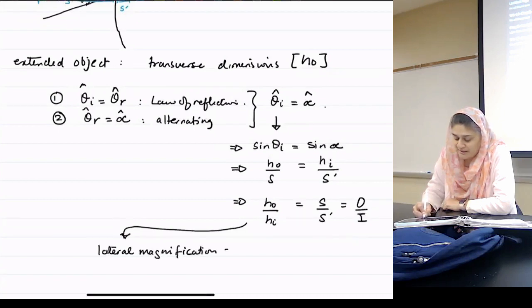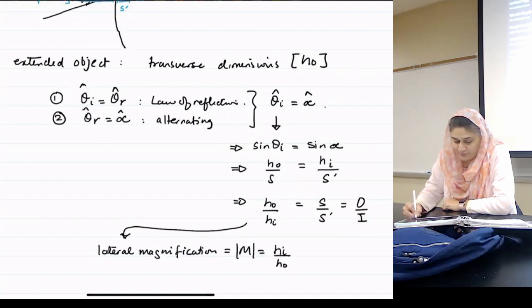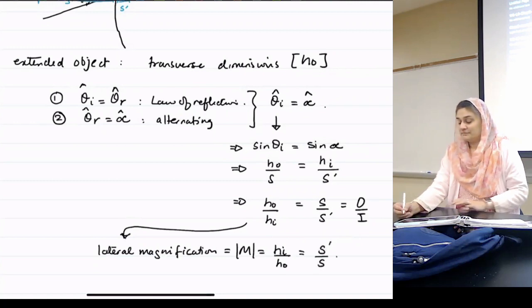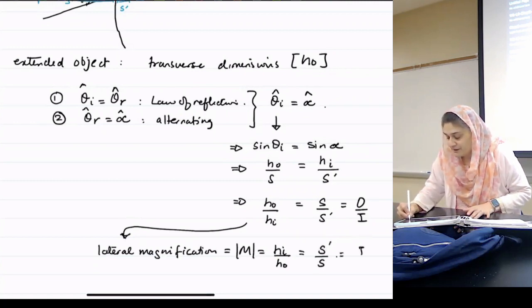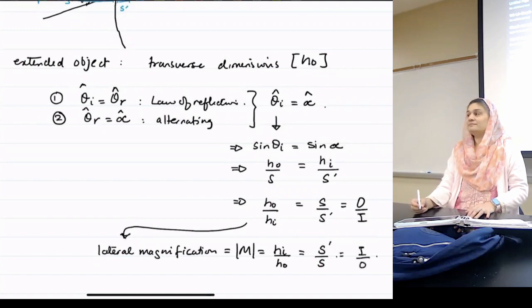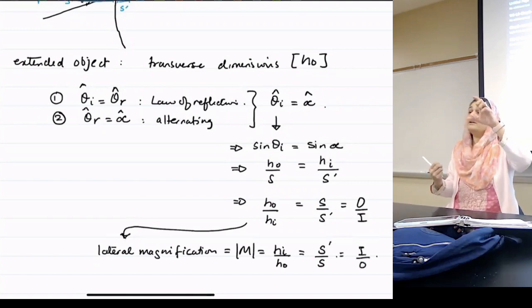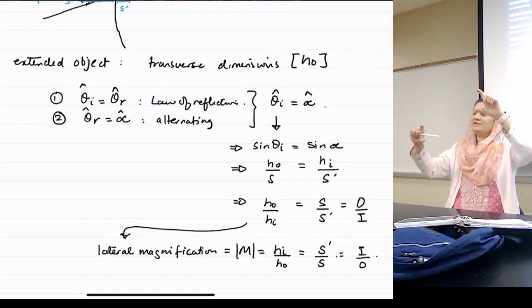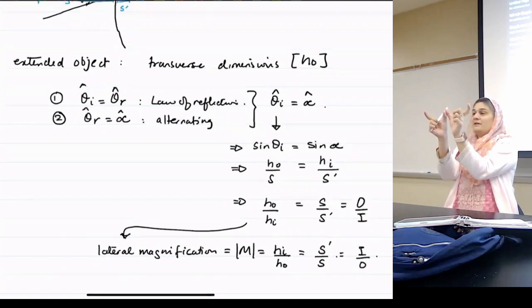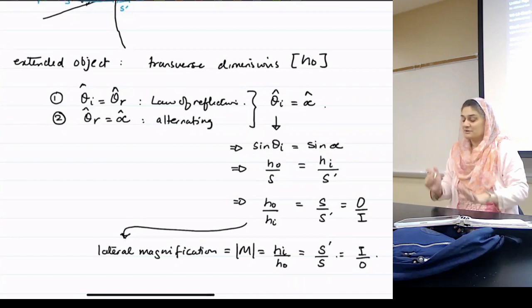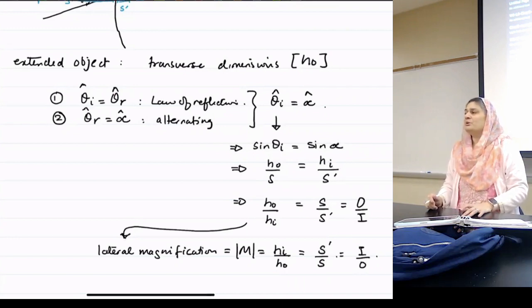or just magnification for most purposes, defined as HI over H0, or S prime over S, or image over object. However you want to calculate it. You can calculate it by knowing the heights of both, or calculating the object and the image distance to a very good approximation. Now, you remember I always used to put a minus sign there?